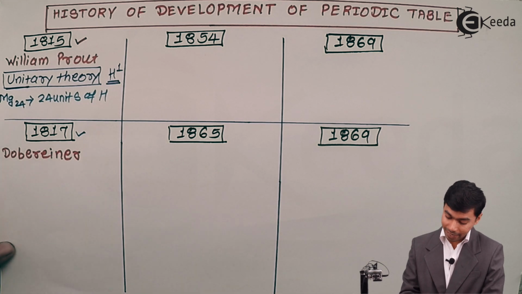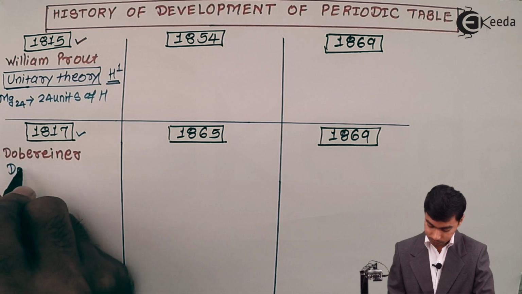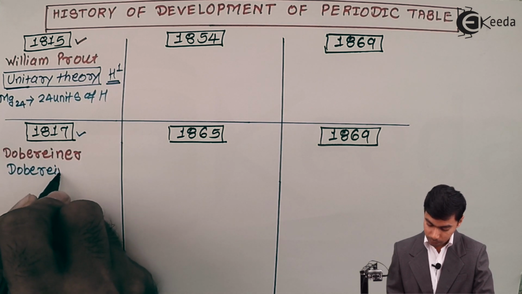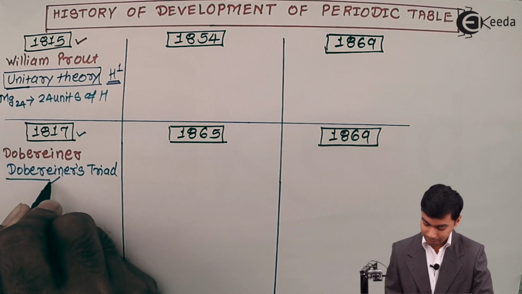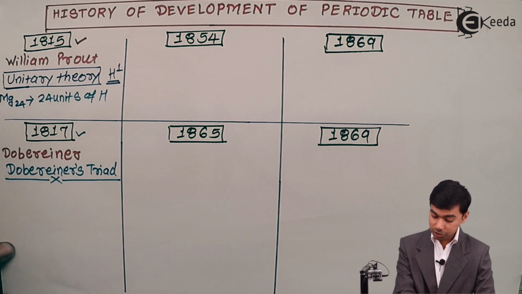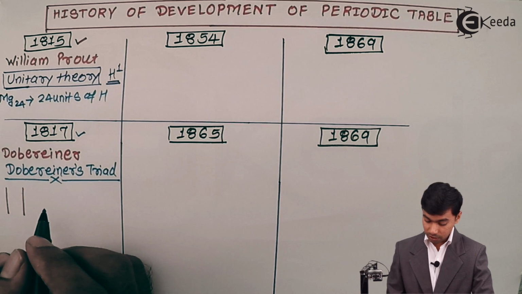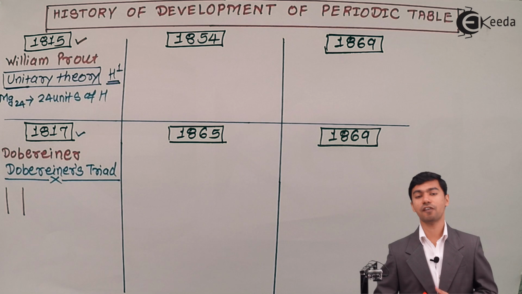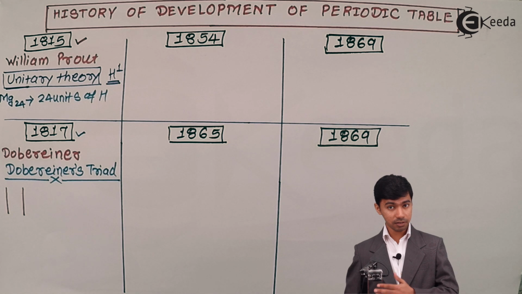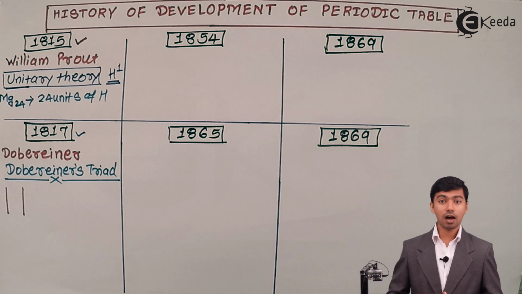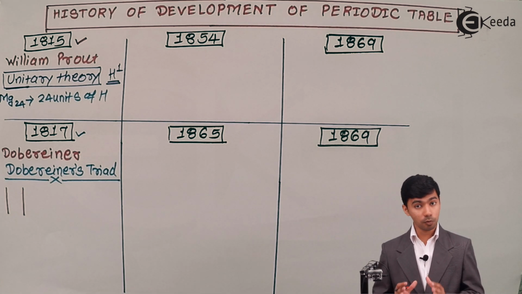Dobereiner again made some assumptions in his work, called Dobereiner's triads. That means Dobereiner arranged three elements in a particular group, in such a fashion that if we take the average of the atomic mass of the first element and the last element, we get roughly the atomic mass of the middle one. So this is the theory of the Dobereiner triad.